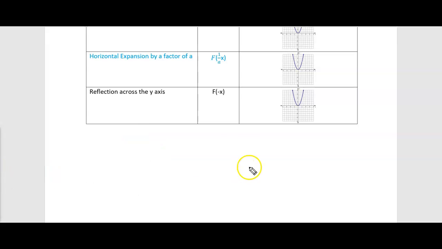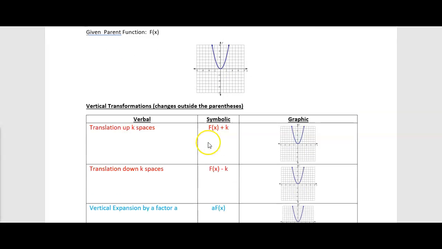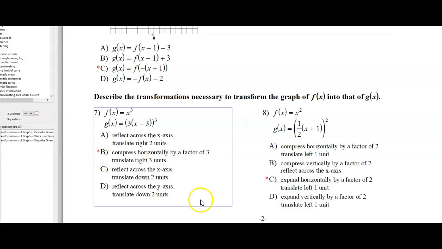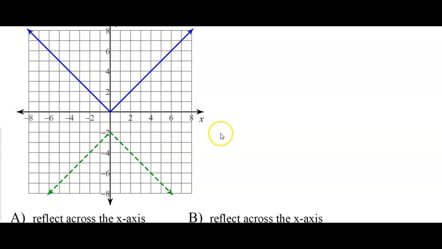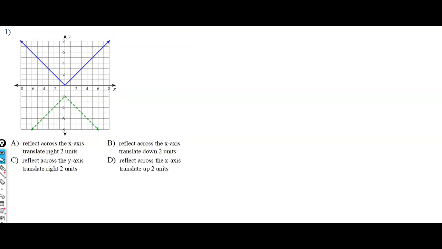Okay, so there's the summary of all the transformations, and that's what you need to know to be able to do numbers 1 through 9. So at this point, I'll just do a couple of problems. And once again, these problems are not the problems you're doing, but they're similar types of questions. So let's go ahead and begin.